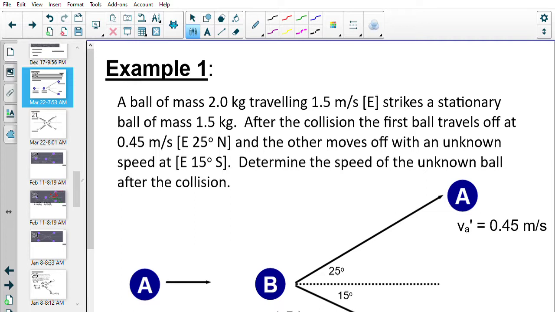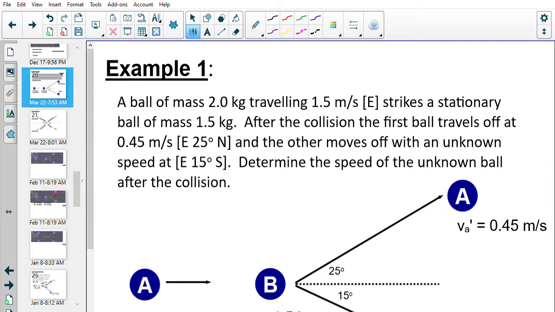What will still be true is the law of conservation of momentum, which says that the total momentum in the x direction before will be equal to the total momentum in the x direction afterwards. As well, the same is true for the y directions. All the y's before equal all the y's after. So we're actually going to be able to solve this question here that you see by only using the x coordinates, and we aren't going to have to worry about the y coordinates.